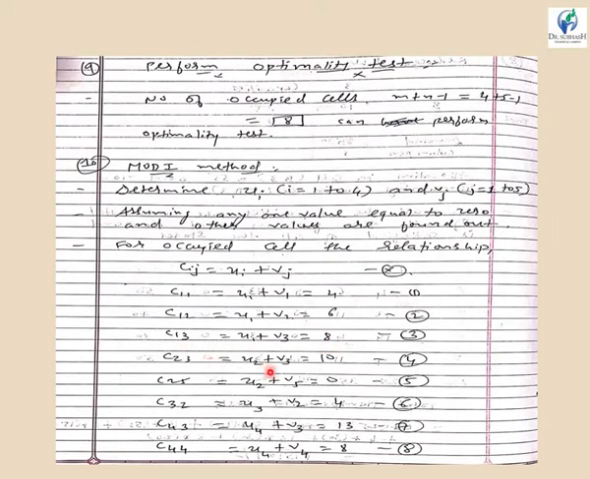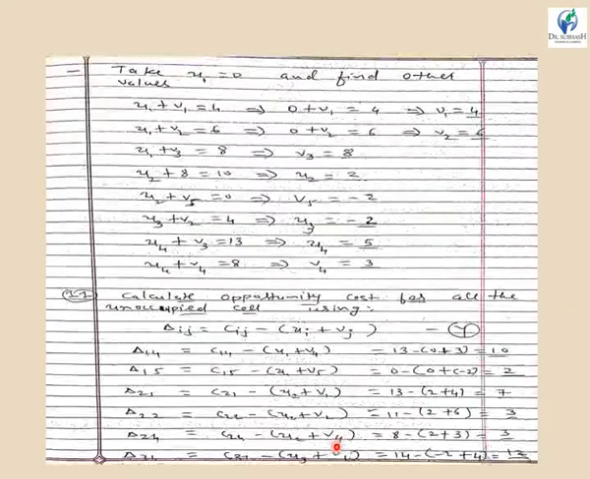Similarly C23 is equal to U2 plus V3 is equal to 10. C25 is equal to U2 plus V5 is equal to 0. For this occupied cell, C32 is equal to U3 plus V2 is equal to 4. C43 is equal to U4 plus V3 is equal to 13, and C44 is equal to U4 plus V4 is equal to 8. Moving to the next slide.